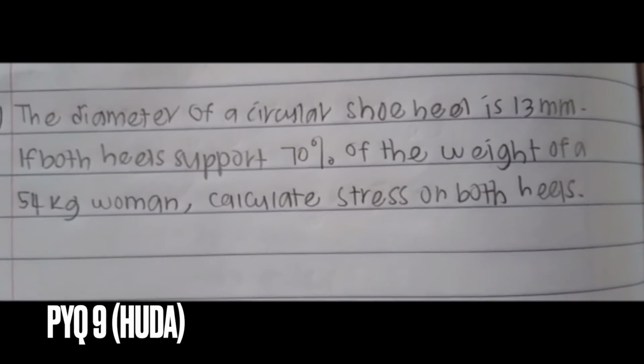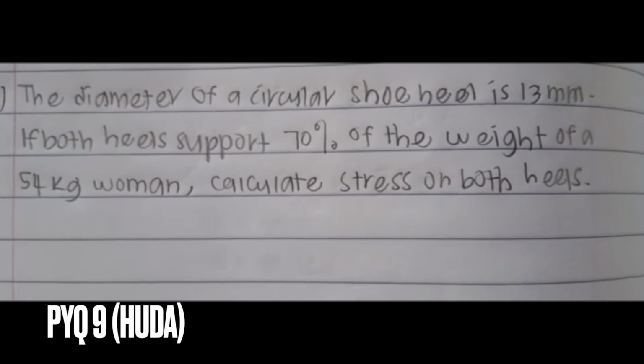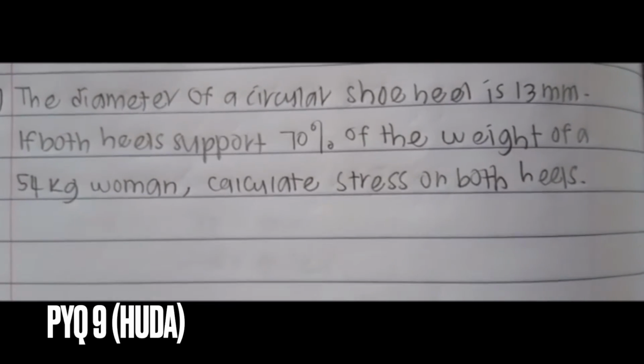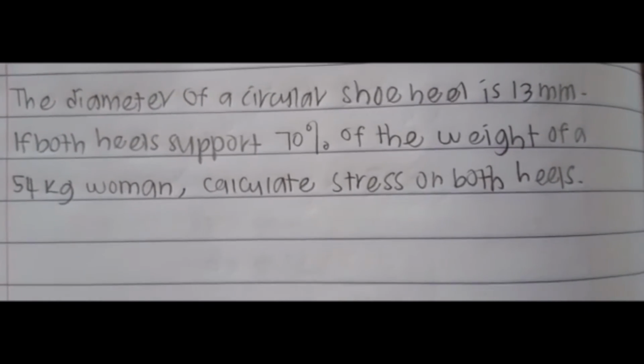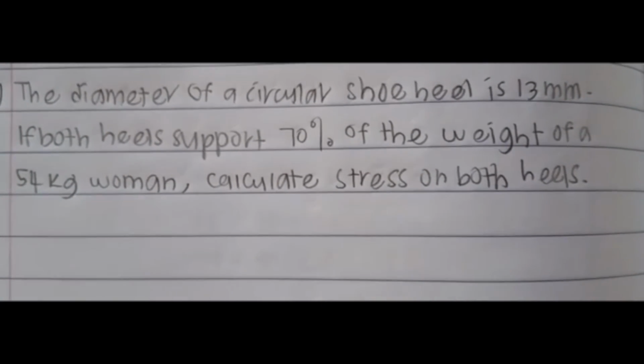Untuk nombor 9, the diameter of circular shoe heel is 13 mm. If both heels support 70% of the weight of a 54 kg woman, calculate stress on both heels.